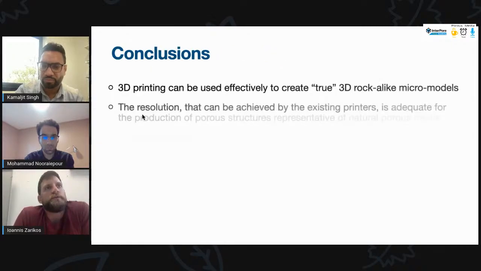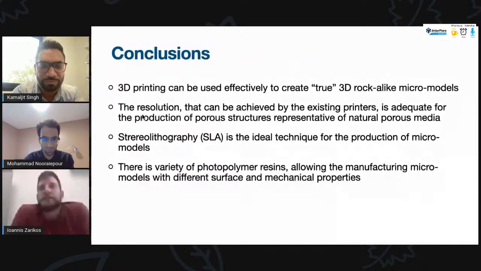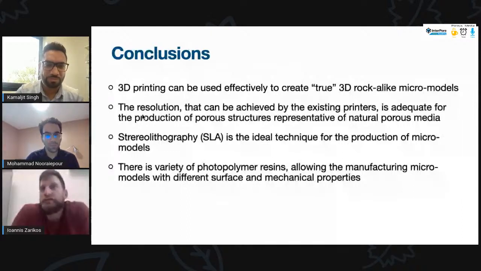So to conclude, 3D printing can be used effectively to create a true 3D pore-like micromodel. And I say true because we know that there have been attempts to make 3D printed microfluidic devices which are actually very close to the 2.5D or quasi-3D microfluidics that we already use, probably made out of PDMS. The resolution that... producing microfluidic devices, and I think we have enough pores to represent a natural porous medium.